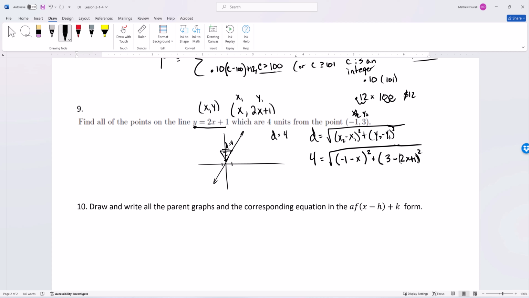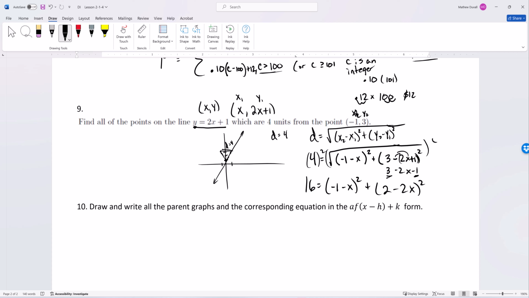Now we can kind of clean this up a little bit. I can get rid of the square root by squaring both sides. So that's going to get 16 equals (negative 1 minus x) squared plus, now this one here, I got to distribute that negative. So that becomes (3 minus 2x minus 1). I can combine the 3 and the negative 1 together. So (2 minus 2x) squared.